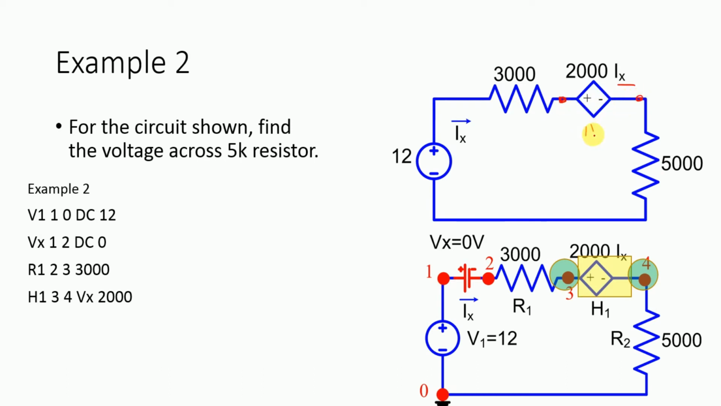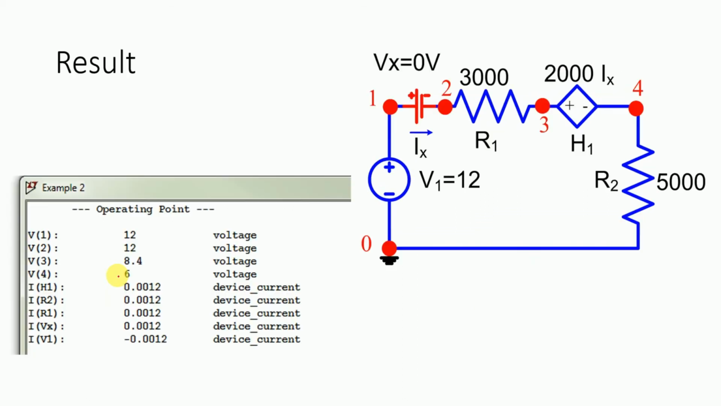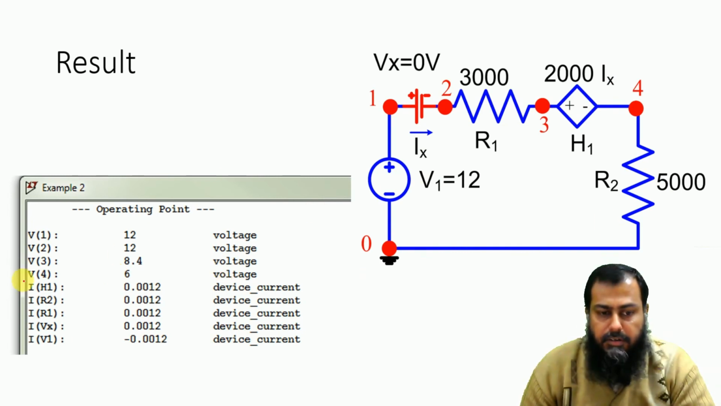Let us say this is H1, connected between node number 3 and 4, and also it is depending on some parameter, this Ix, and this Ix is attributed by this Vx, so we have written this Vx here, and the last one is the gain, which is shown here, and then we have this resistance, and thereafter we have this .op and .end, and this actually ends the code for this particular circuit. So once we have simulated this particular circuit, we have this particular result available.